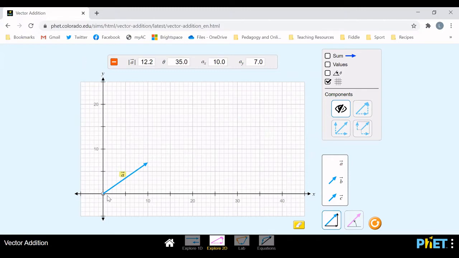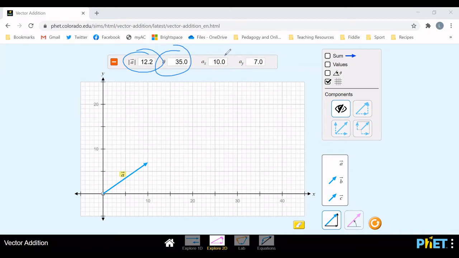If I drop it at the origin, in other words, in standard position, again, measuring the angle from the positive x-axis up to the vector, now at least it's easier to see. We can see that this is a quadrant 1 vector. Up at the top, you can see that the magnitude of the vector is given. This vector has a magnitude of 12.2 units, and it's directed at 35 degrees.